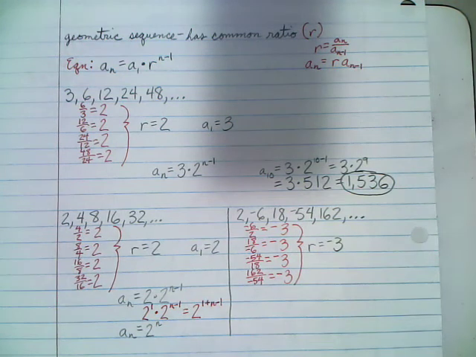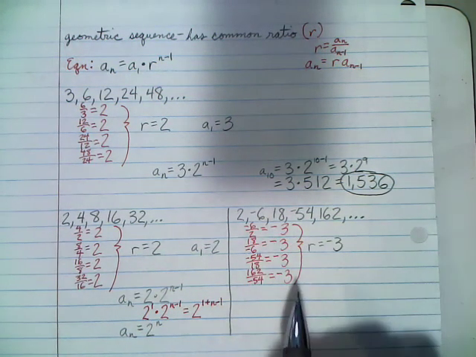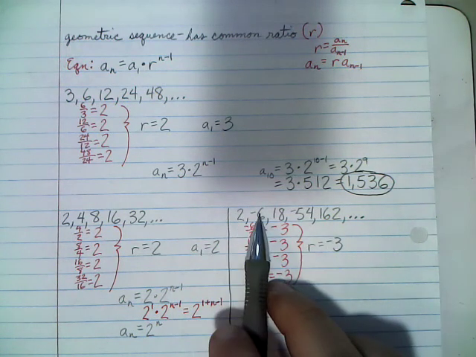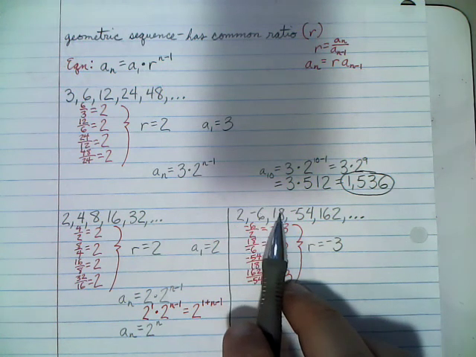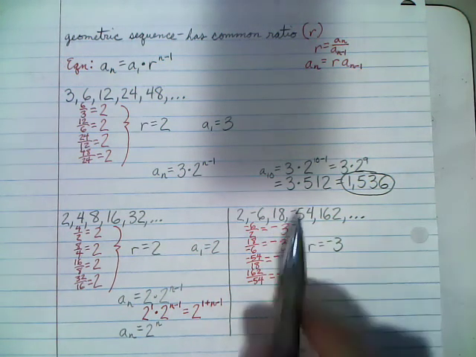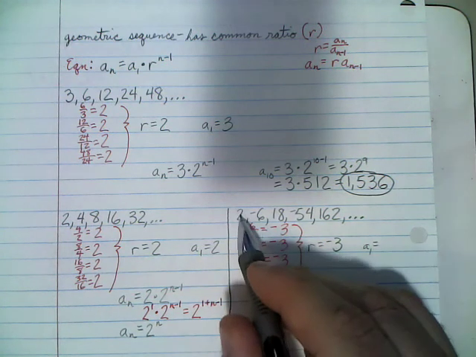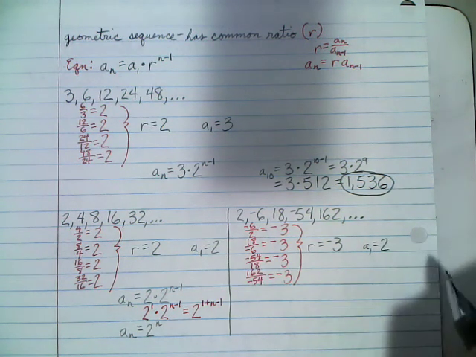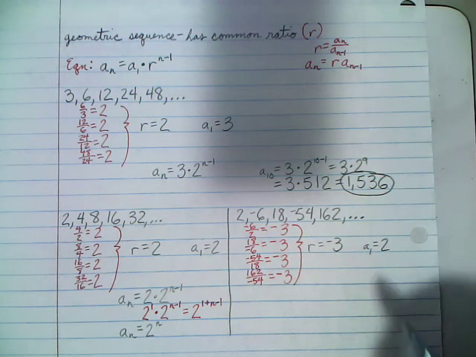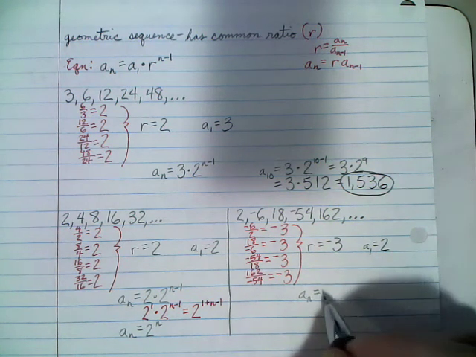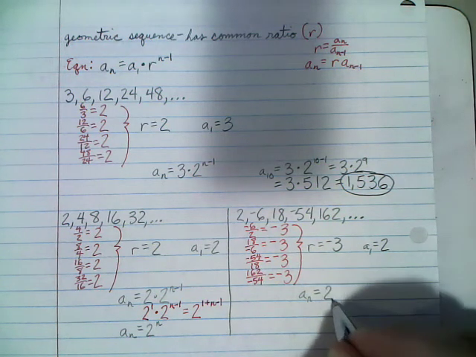So see what a constant ratio being negative does is it causes these values to flip-flop. So every time I multiply by a negative 3, I'm going to end up with an opposite result. So this one was positive times negative 3 gives me a negative. Times negative 3, back to positive. Times negative 3, back to negative. My first term here, again, is 2. And so my formula then is going to be a sub n equals, my first term is 2.